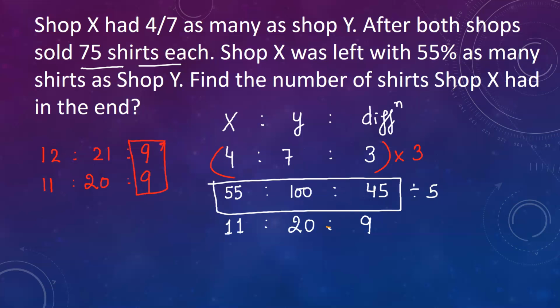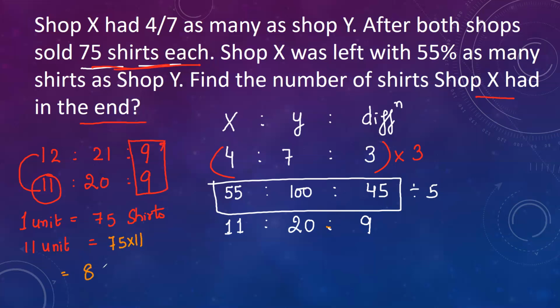So find the number of sets X had in the end. After both shops sold 75 sets, that means 1 unit, 12 minus 11 or 21 minus 20, is equal to 75 sets. So how much is shop X having in the end? 11 units. So 11 units will be 75 times 11, which will be 825 sets. Hope you are clear.